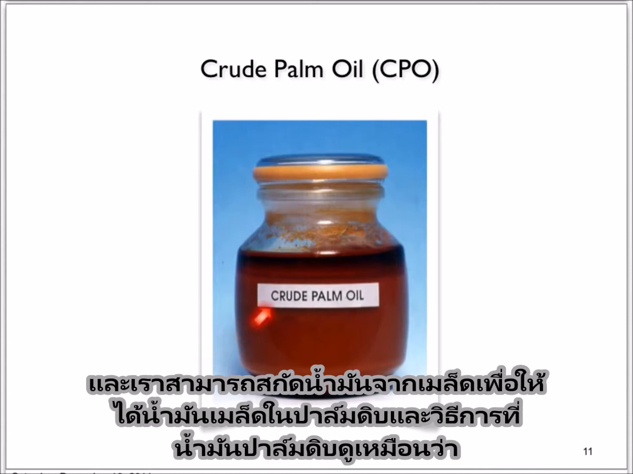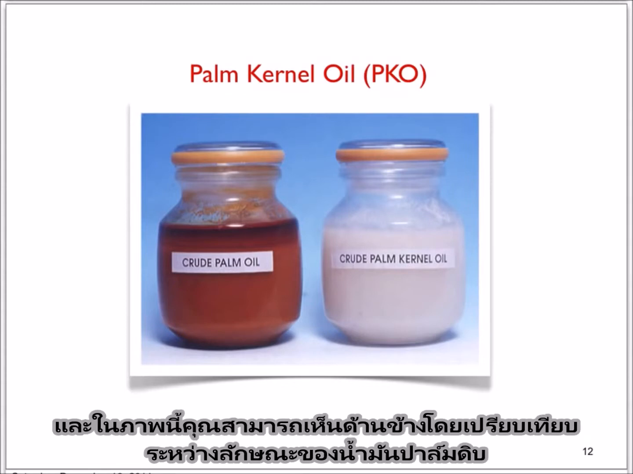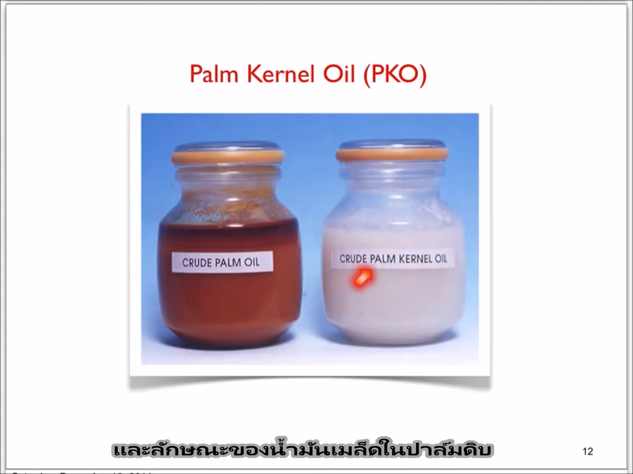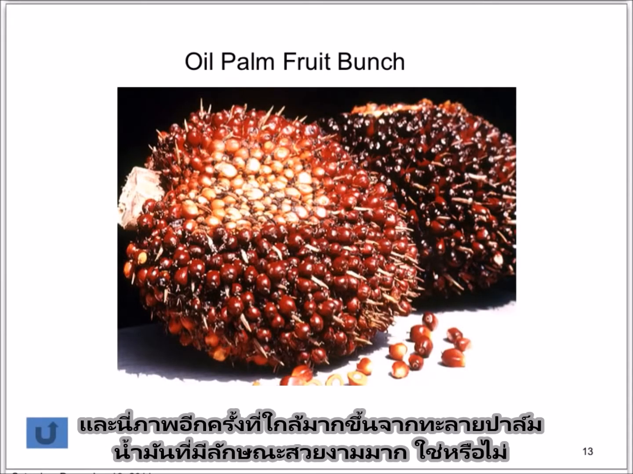And this is how the crude palm oil looks. It's quite thick and viscous with a red or orange color. Actually it contains a rich amount of carotenoids. And in this picture you can see a side by side comparison between the appearance of crude palm oil and the appearance of crude palm kernel oil. And here again is a close-up picture of the oil palm fruit bunch. Looks very beautiful, isn't it?